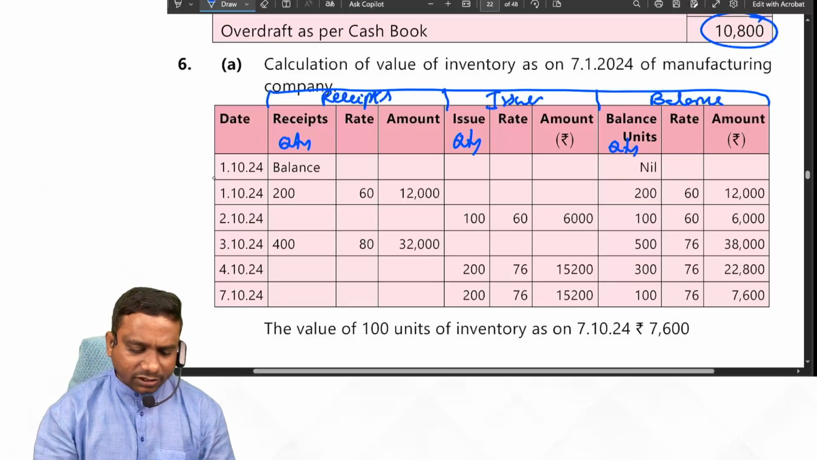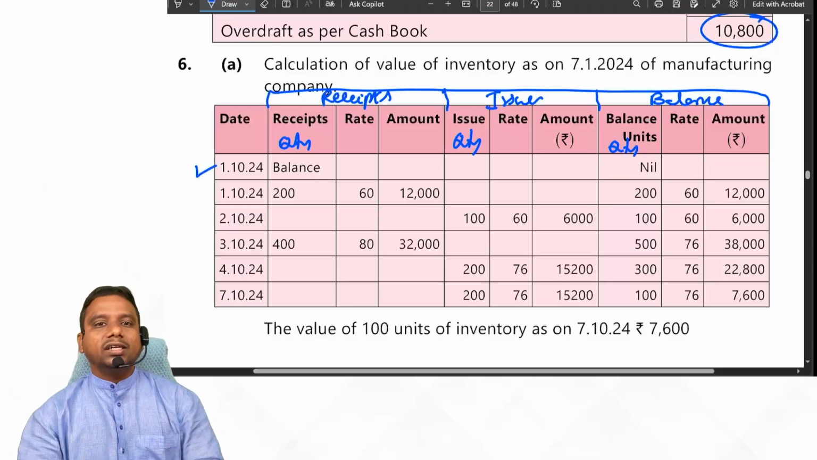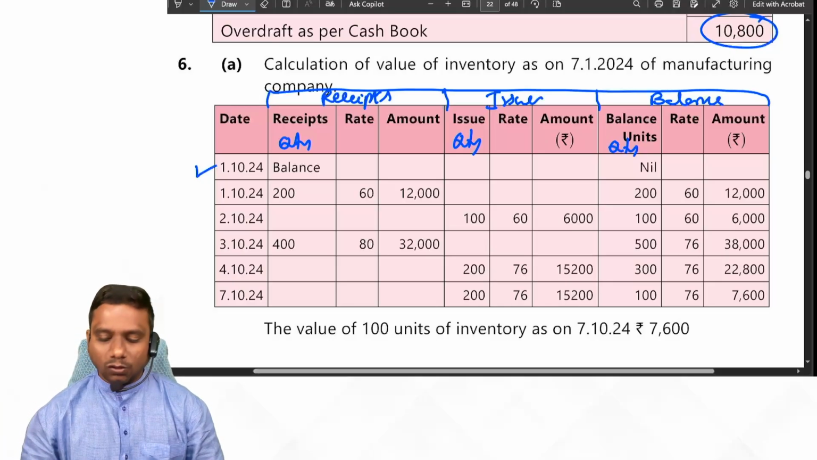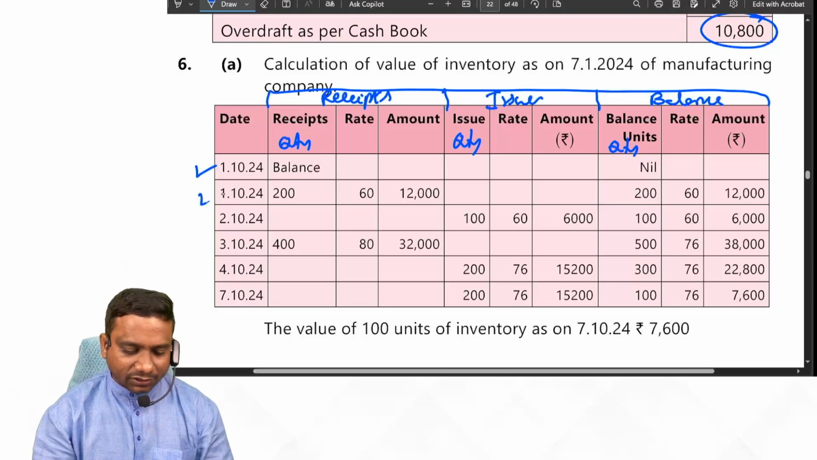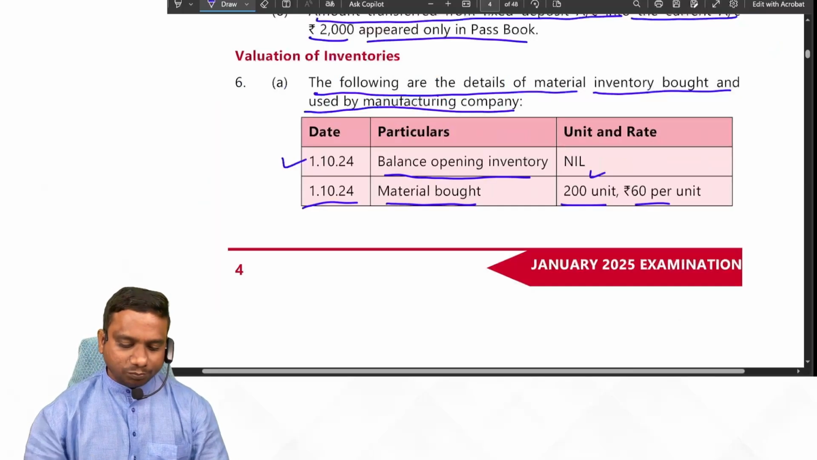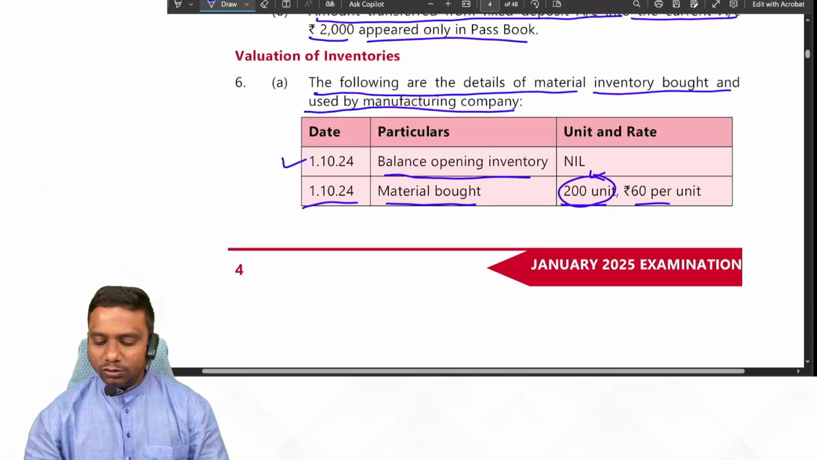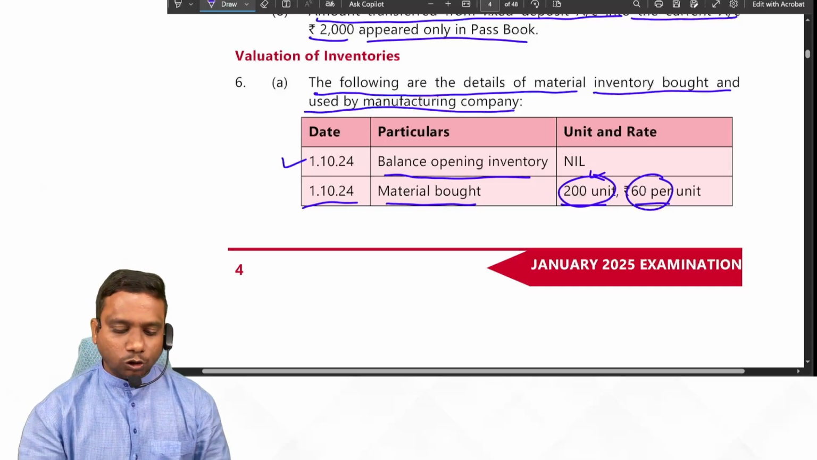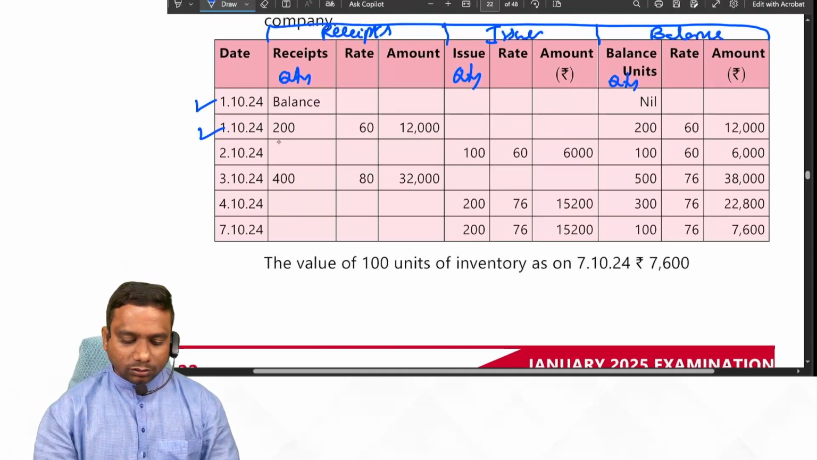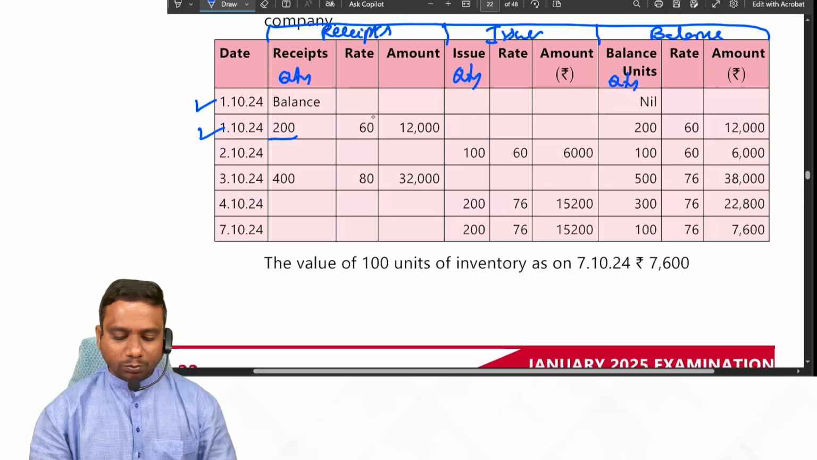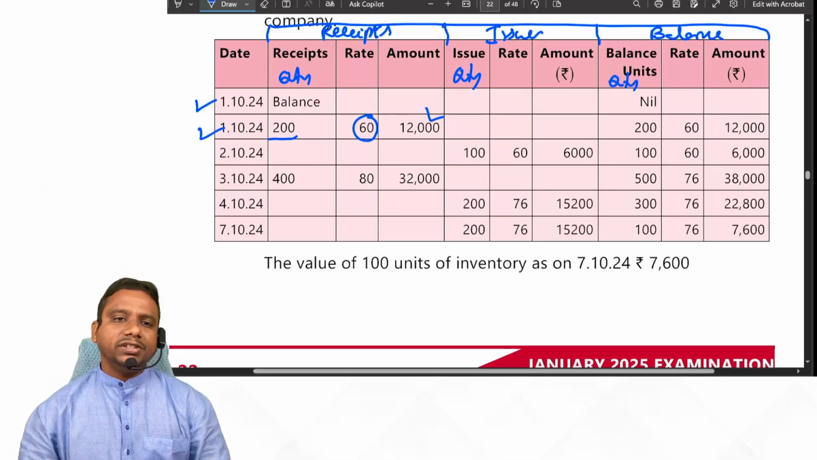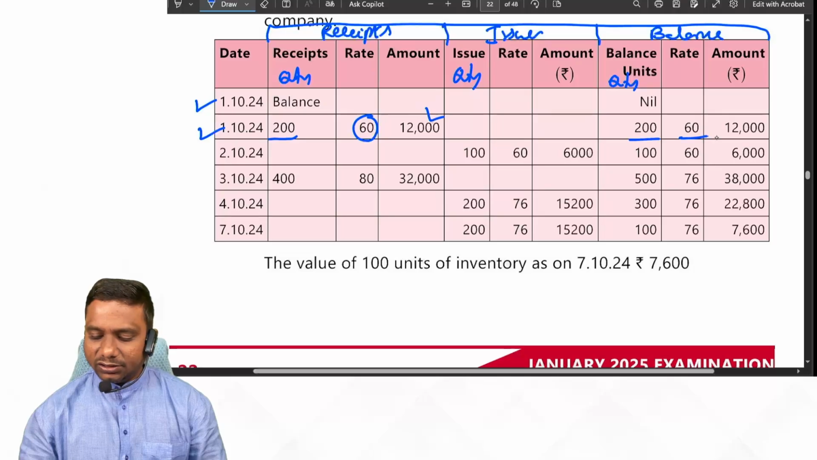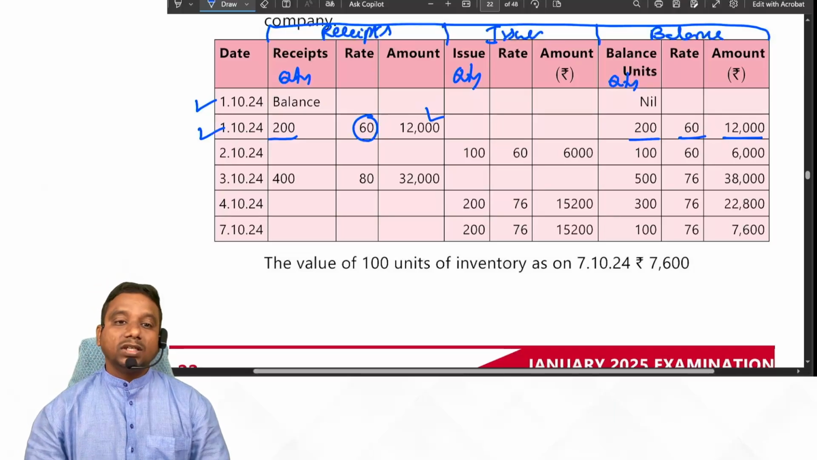Now the first transaction is balance. So directly we write the quantity in the balance column, but here we don't have any balance. Next one, purchases. Look at how many units we have purchased: 200 units, 60 per unit, total 12,000 rupees. So purchased quantity 200, price 60, total 12,000. Now write down the same in the balance column: 200, 60, 12,000.